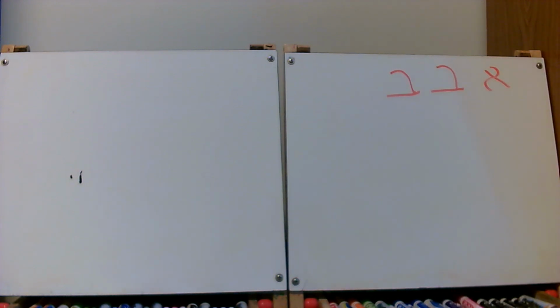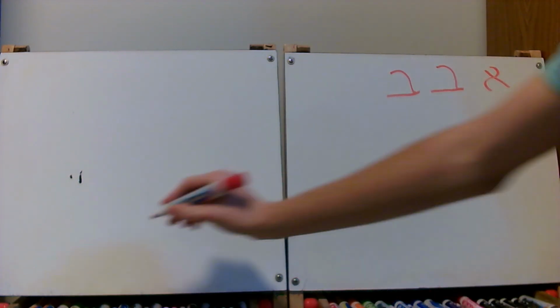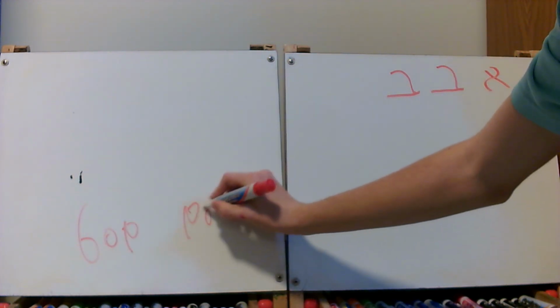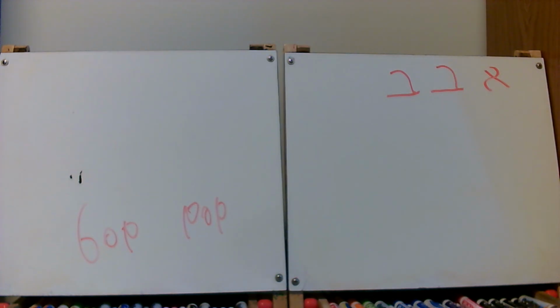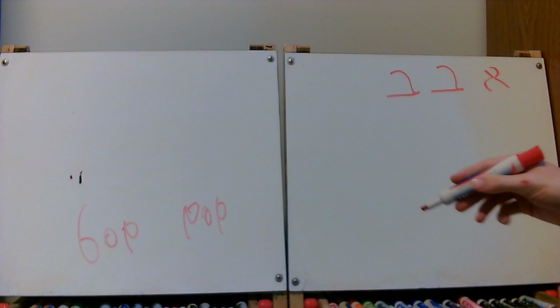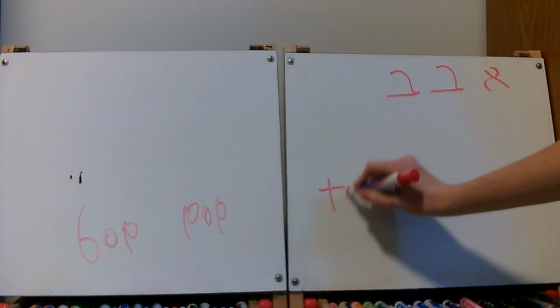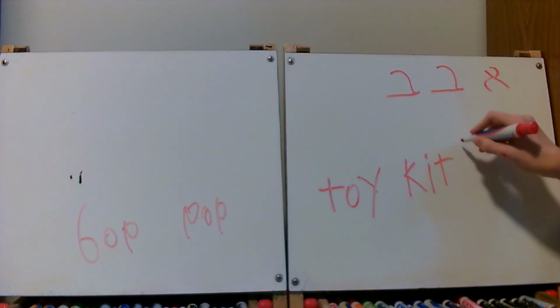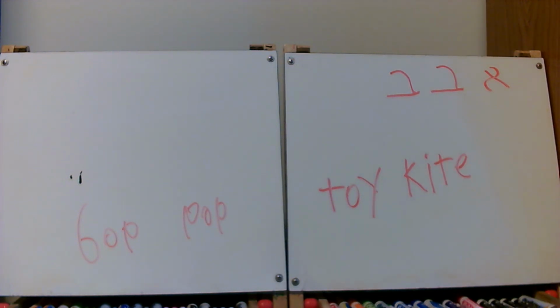So a phoneme is a distinct sound in the language. For example, bop and pop are different words in English. So we can tell that b and p are different phonemes. But if I take the words toy and kite, we're focusing on the T sounds. There is actually a difference between them.